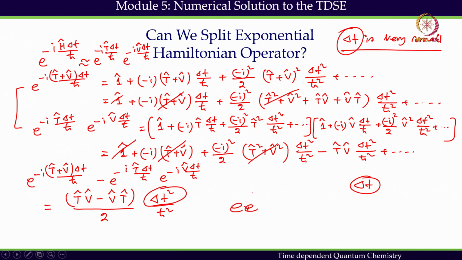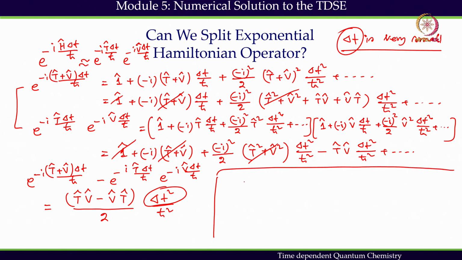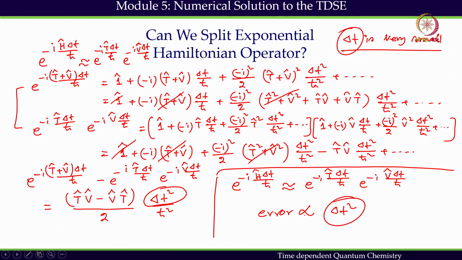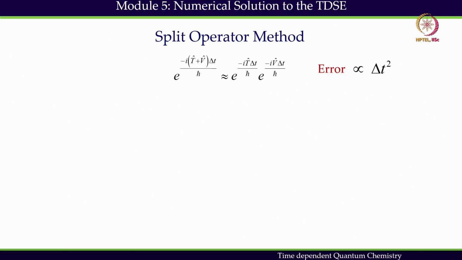So, this approximation, that e to the power minus i (t plus v) delta t by h cut is going to be e to the power minus i t delta t by h cut into e to the power minus i v delta t by h cut, will give me an error which is proportional to delta t square. So, as long as delta t is very small, we will be able to neglect this error, and we can write down the split operator part.